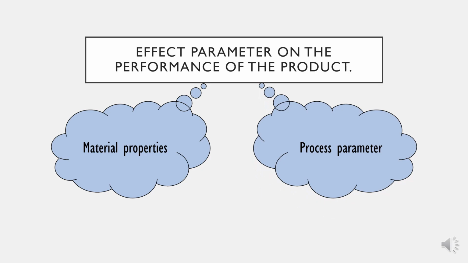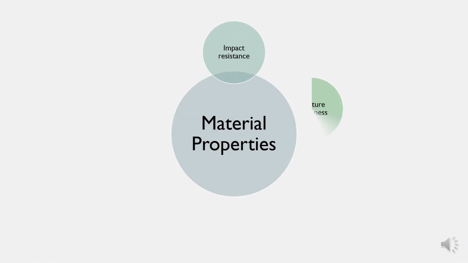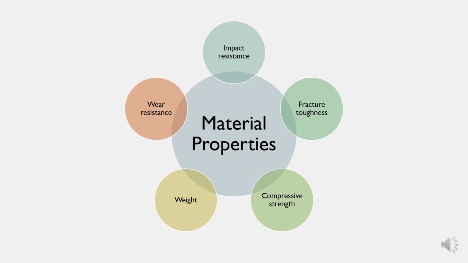For the effect parameter, there are two parameters required, which are material properties and process parameter. For the material property, as we all know, the knee is where we have the highest impact on our body due to our weight. So the fracture toughness, compressive strength, and impact resistance are the most important keys for the material. Meanwhile, the weight is also important to keep balance of the body, and the wear resistance is important so that the user can use it in the long term.